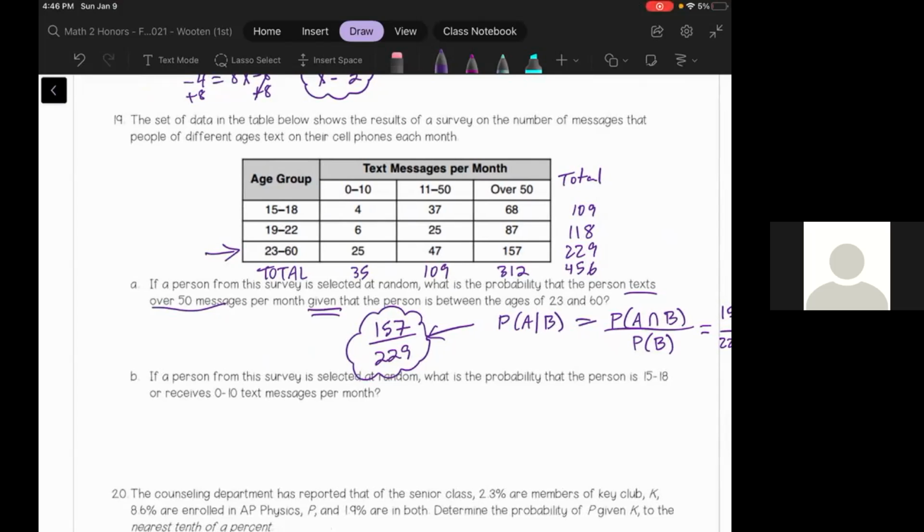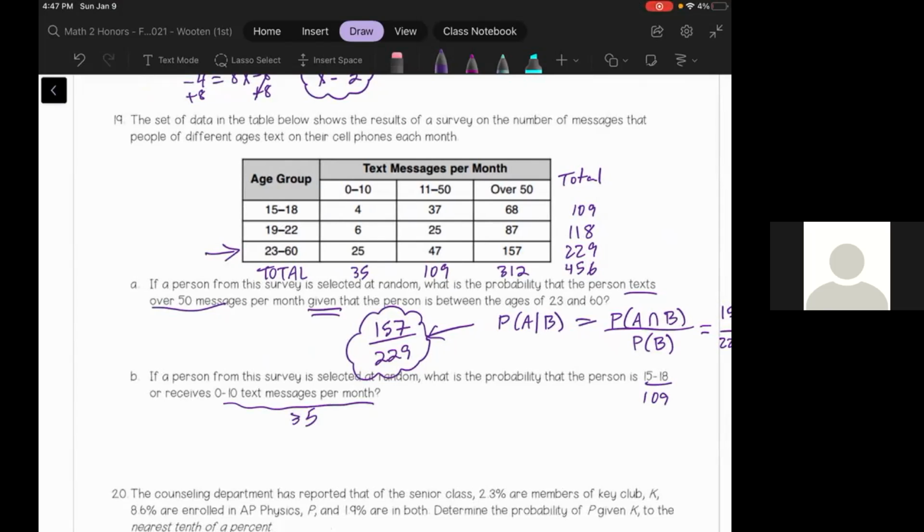Part B, if a person from the survey is selected at random, what's the probability that they are 15 to 18 or receive 0 to 10 text messages per month? Okay, 35 people here receiving 0 to 10. And in the 15 to 18 group, I think that's 109.